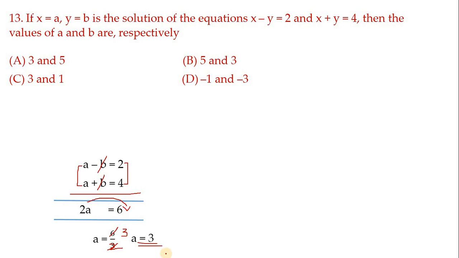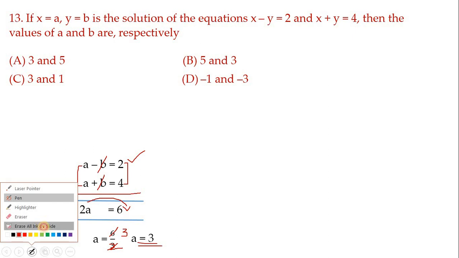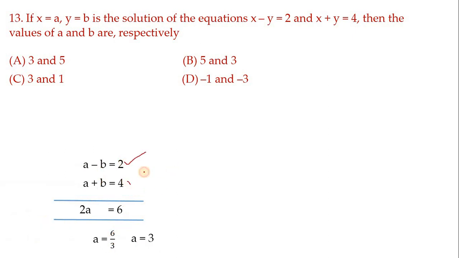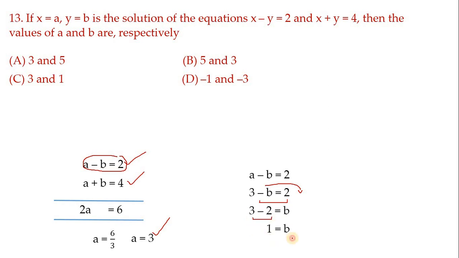So b value we wanted to get. For that, substitute a value in this equation. Any equation you can substitute, either this or this, but I am substituting in this equation. A value is 3, so in the place of a, substitute 3. Now this minus b transfer this side, it will become plus b, and this plus 2 transfer this side, it will become minus 2. So 3 minus 2 is 1. So b value is 1. A value is 3. So 3 and 1. So that is option C.